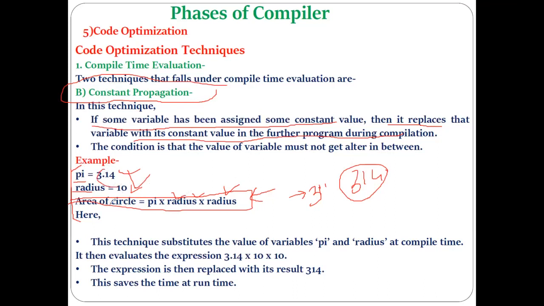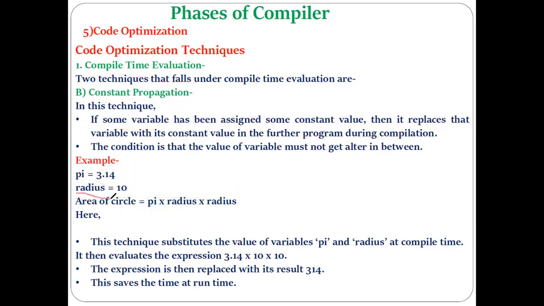Now one important condition is there for constant propagation. The value of pi will never change, but take this variable radius equal to 10. Suppose this is evaluated here as 314, but somewhere in the program you again declare the radius with another value, suppose 15. Then at that time the propagation of 10 will not happen in the next formula, if this formula is also written in a later part of the program. That time 10 will not be utilized, but 15 will be utilized. Understood? That is the reason I have mentioned the condition for constant propagation.